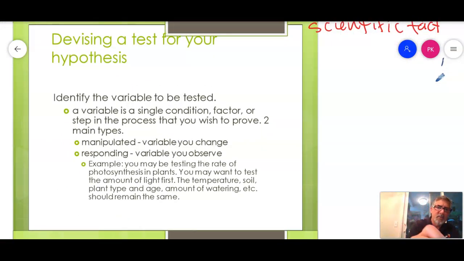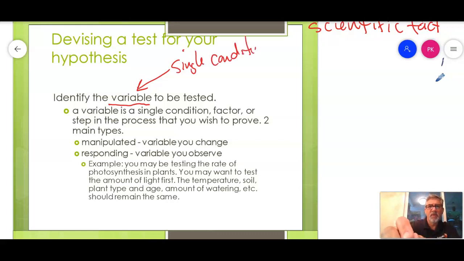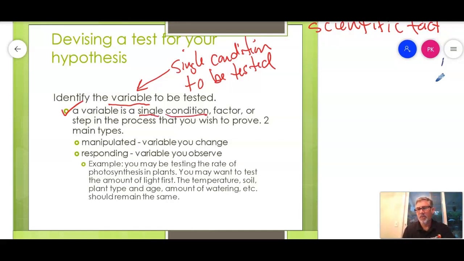So in science, when we develop tests, the testing phase, which is really important to what we do in biotechnology, we have to identify a variable. And a variable is a single condition to be tested. So a variable is a single condition to be tested. And I must change a single condition with each step of the process.